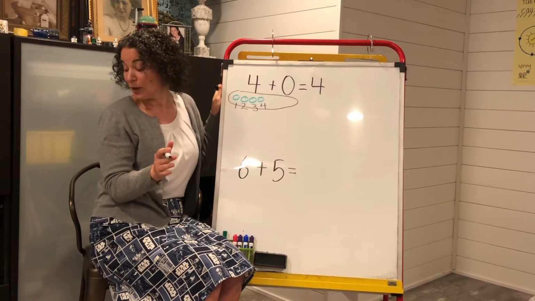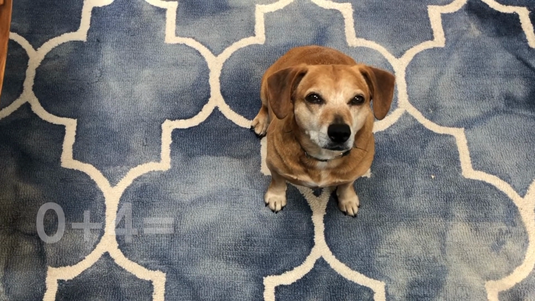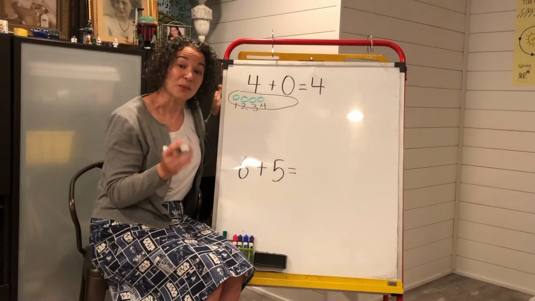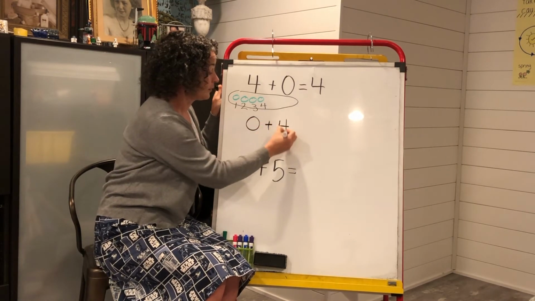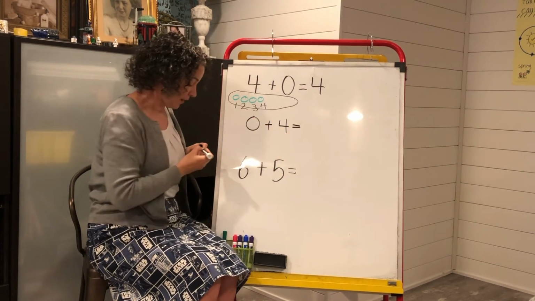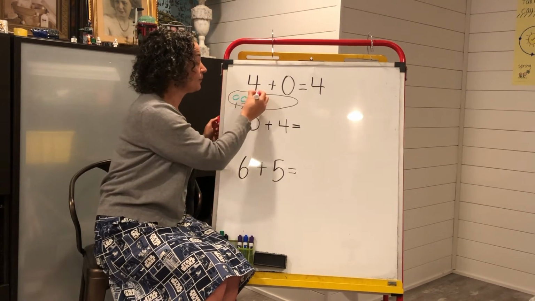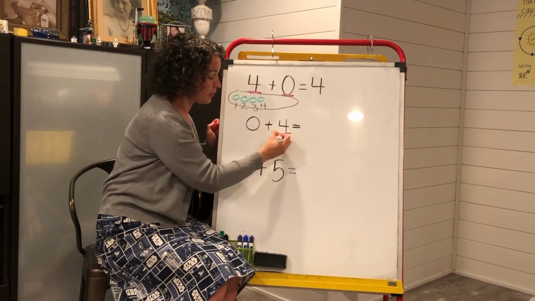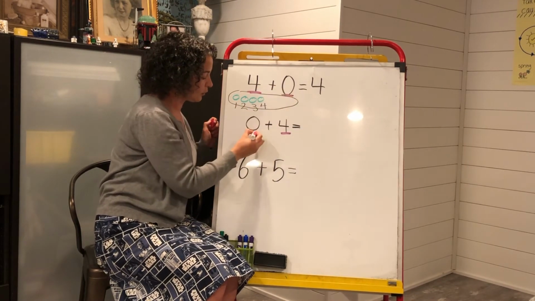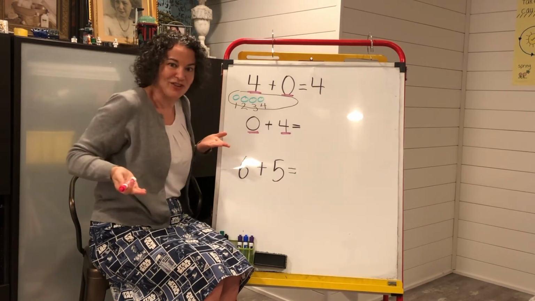So, Penny, what's my new number sentence? Penny says my new number sentence is 0 plus 4 is going to equal our sum. Because remember, my friends, our addends are 4 and 0. So 4 was first, so it has to become our second addend, and 0 was second, so it has to become our first addend. And then we solve it how? Yeah, just like we did before.